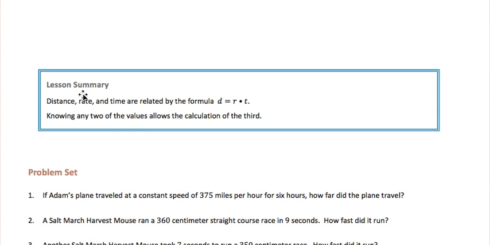Remember, the distance formula is distance equals rate times time. As long as you know two of these three numbers, you can find the third.